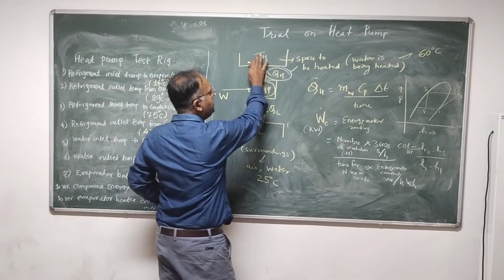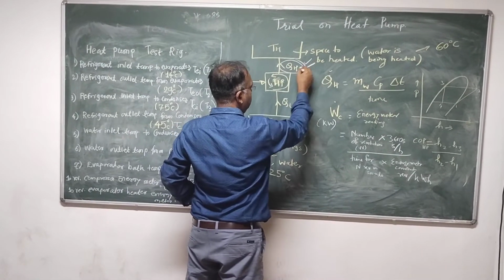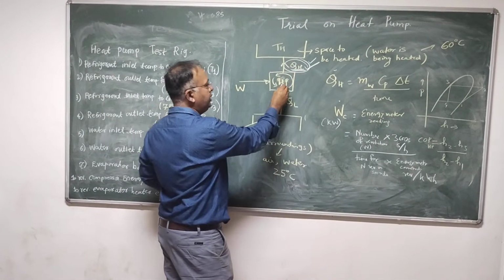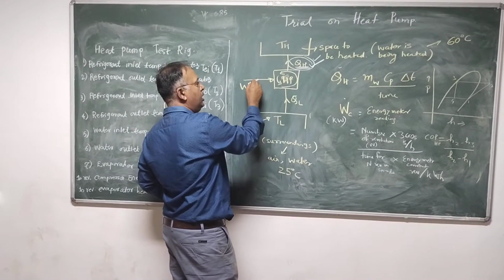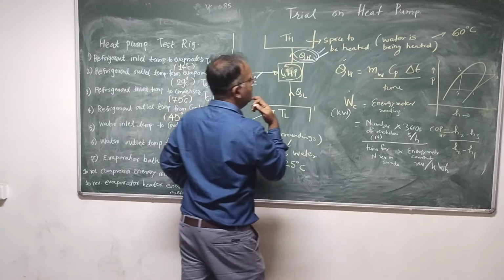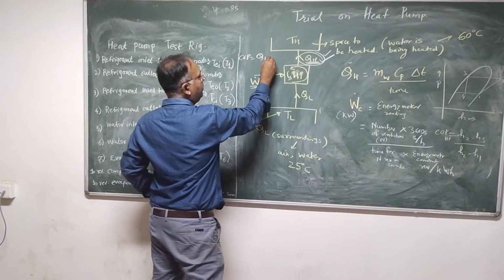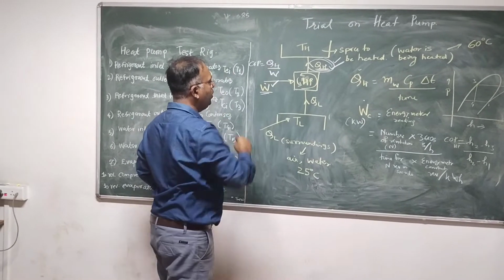So if you want to heat a certain space, that heat is, let us say, QH. That is your desired effect, and for that you need to run the compressor, which will consume electricity. That is your power consumption. So the COP is what? COP is the heating effect upon the power consumed, which is W. How do you find the heating effect?